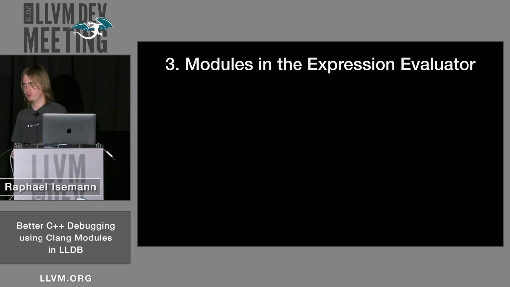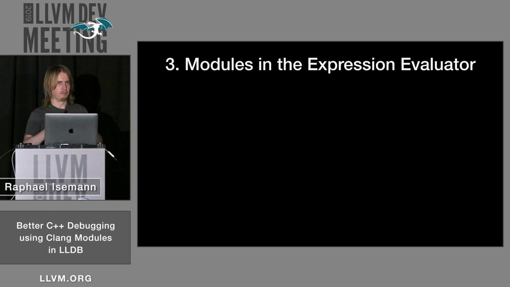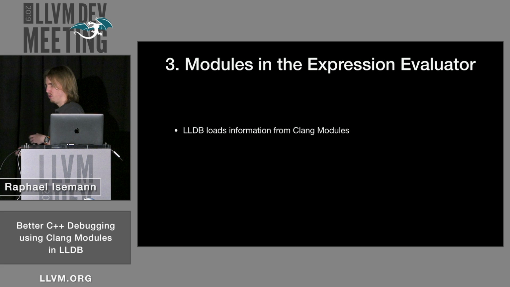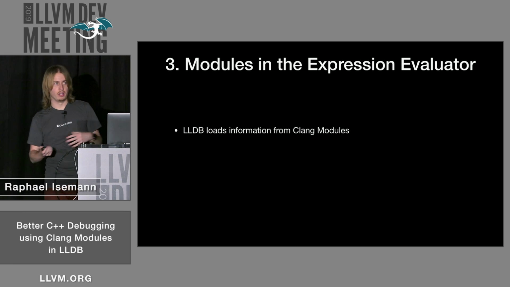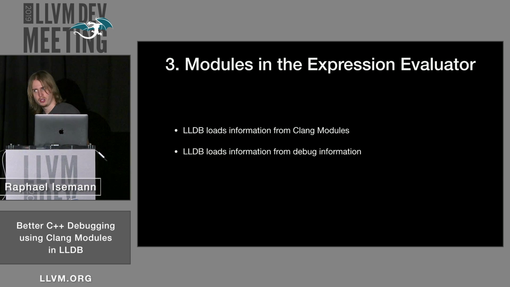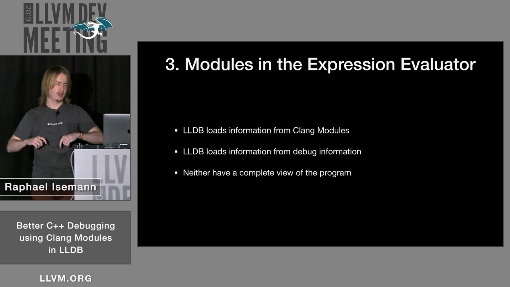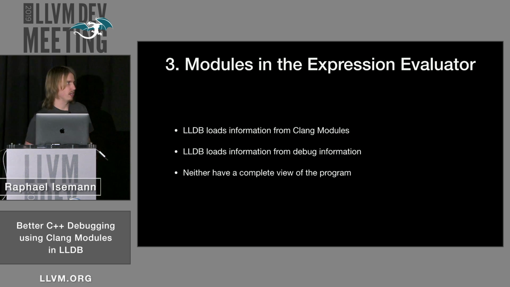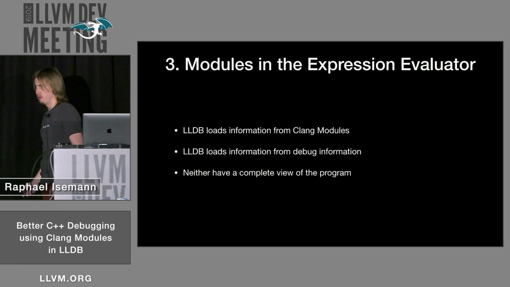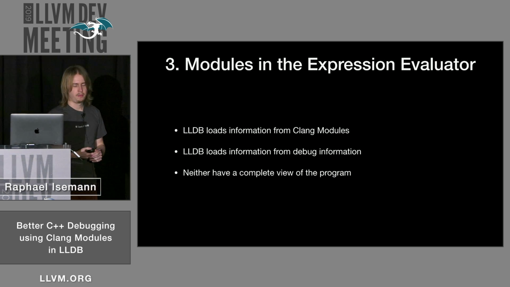So what we need to do next is get these modules into the expression evaluator. The simplest approach we can take is that when LLDB gets a question from Clang, we just look into the module file and look for program information there. But we also still need to use the debug information, because neither the debug information nor Clang modules know everything about your program. Clang modules usually know the contents of your headers pretty well. Debug information may not know things like templates, but it knows what kind of declarations are in your source files.